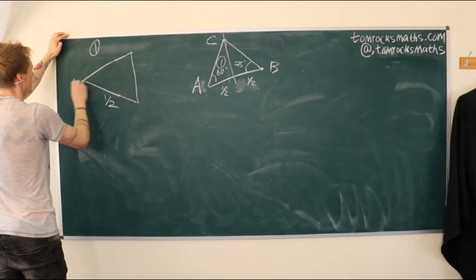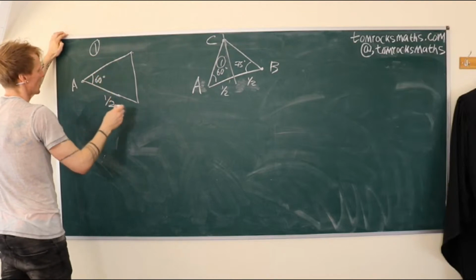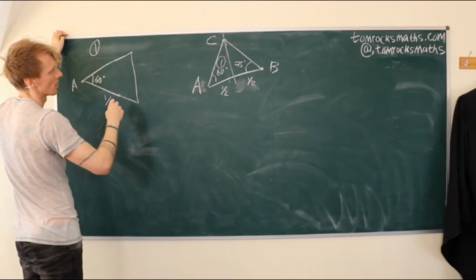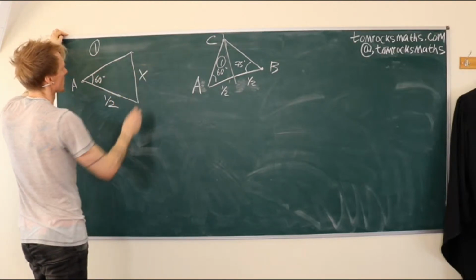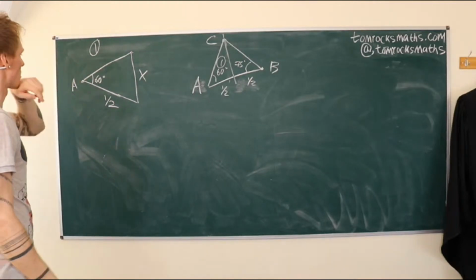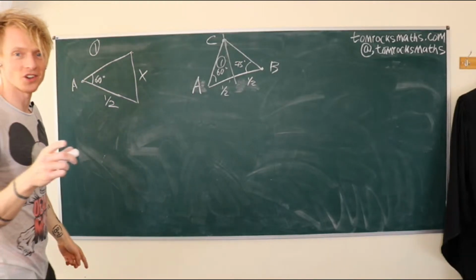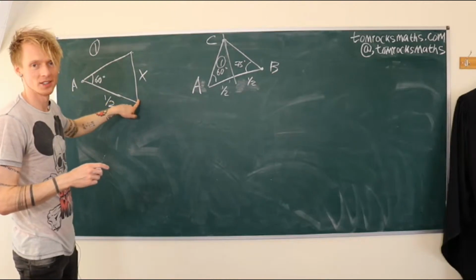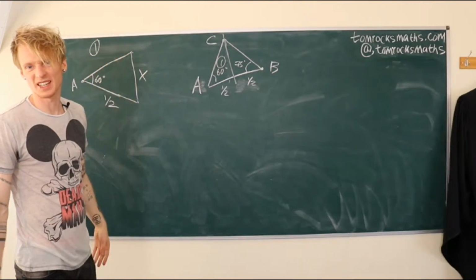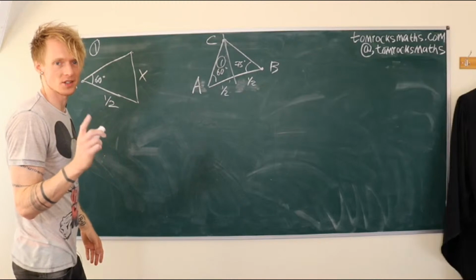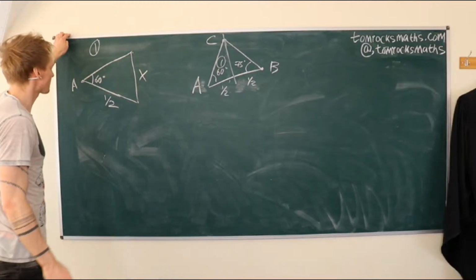This is A, and this is 60 degrees. And I want to know x, but it's not a right angled triangle. See, if this was a right angled triangle, then we just use trigonometry and we're done. Really easy. But it isn't, unfortunately. So it's going to make this a bit trickier.